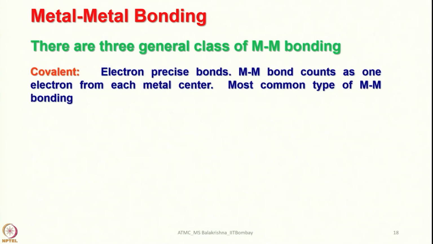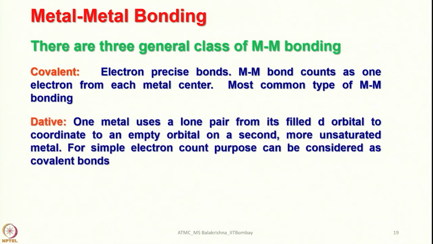Here they are electron precise bonds. The bond counts as one electron from each metal center. So, this is the most common type of metal-metal bonding we use while electron counting, and also to know whether a given complex satisfies the 18 electron rule or not, especially when we have more than one metal center in a complex. So, that means this is a covalent bond.